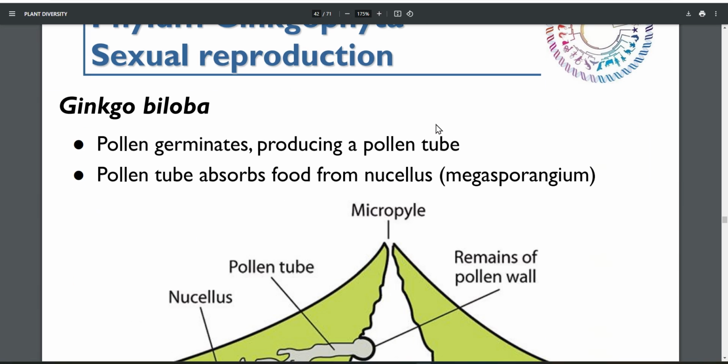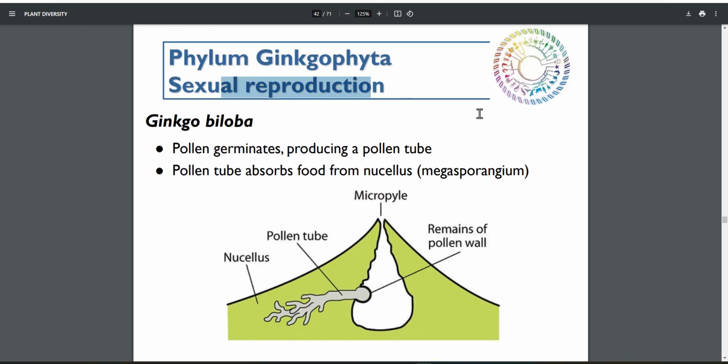instead of being blown away by the wind. Now, sexual reproduction of ginkgo as well as cycads, that's the next phylum we're going to talk about, is totally different from pine and conifers. In conifers, the pollen tube will germinate, and then it will directly send the sperm to the egg. It will basically send the sperm to the cytoplasm of the egg.